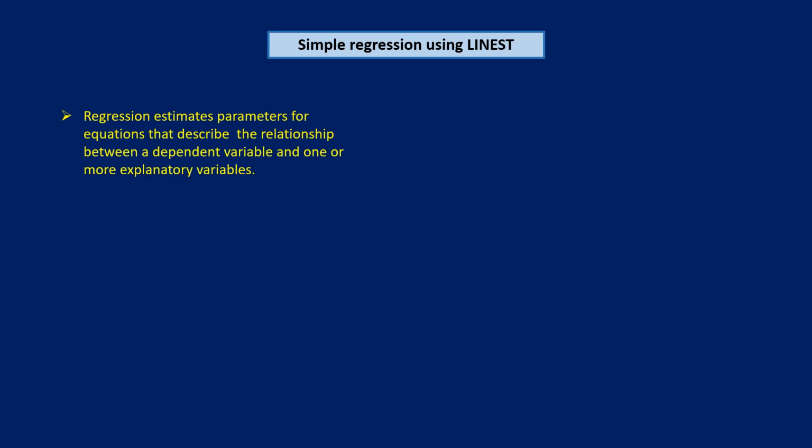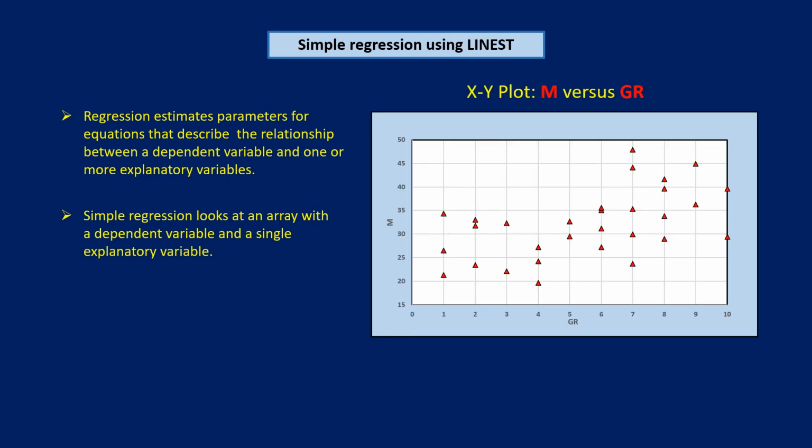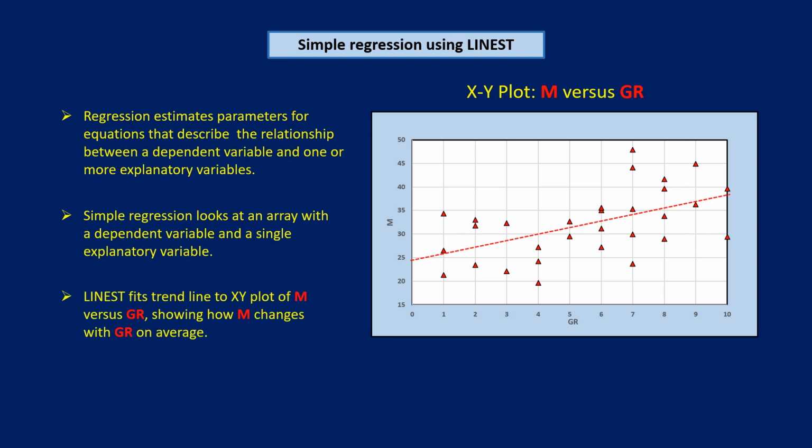The Excel algorithm for doing regressions is called LINEST, which stands for linear estimation. Today, we'll use LINEST to do simple regression. In simple regression, LINEST looks at the relationship between a dependent variable and a single explanatory variable. Here's how LINEST does simple regression on the array with m as the dependent variable and gr as the explanatory variable. LINEST first fits a trend line to the xy plot of the two variables.